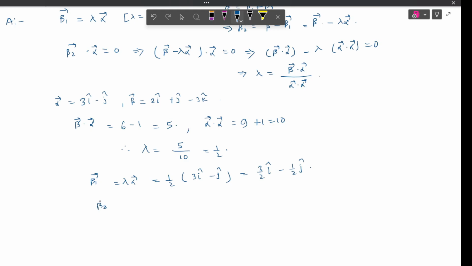Now what is beta 2 vector? Beta 2 vector is beta vector minus beta 1 vector. Okay. Now what is beta?